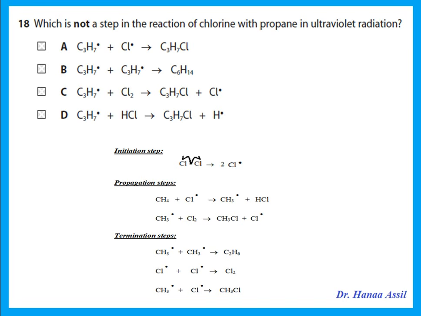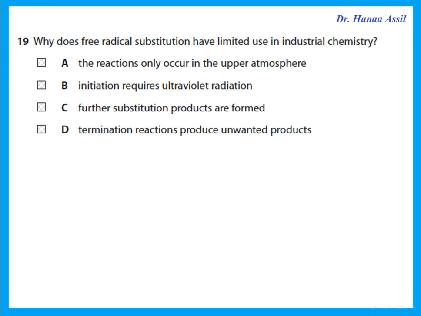B is possible. C is possible because we said the radical of the alkane will react with the chlorine to form a chlorine radical that will go back and react again. But what is D? D says the radical is reacting with HCl. No, it does not react with HCl. So this is not a step in the free radical substitution reaction of alkanes.